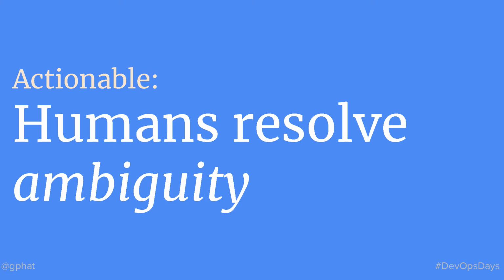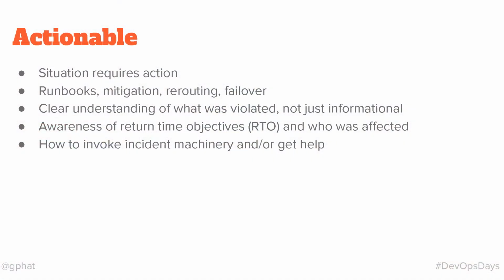So, actionability. This is the A, actionability. Humans are really good at resolving ambiguity. That joke I told earlier about my daughter in programming is one where computers are really bad at this. They don't know how to resolve the ambiguous nature of what they're supposed to do. Humans can, but we need to give them some information.